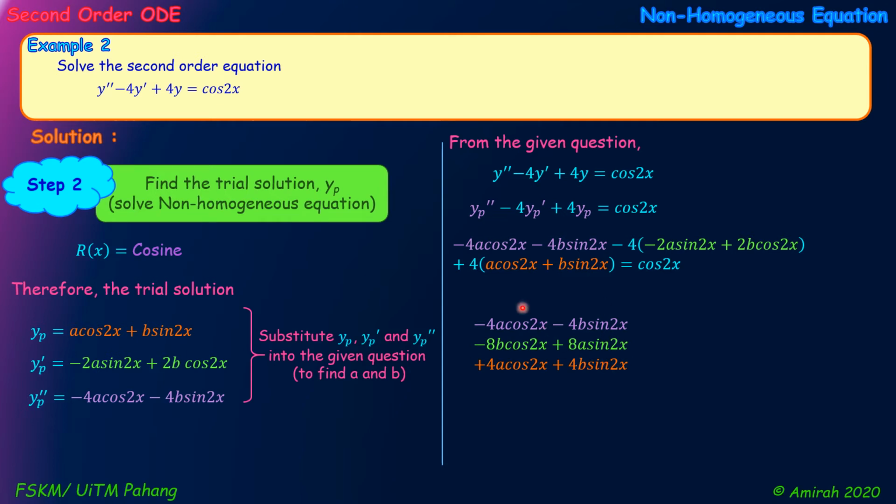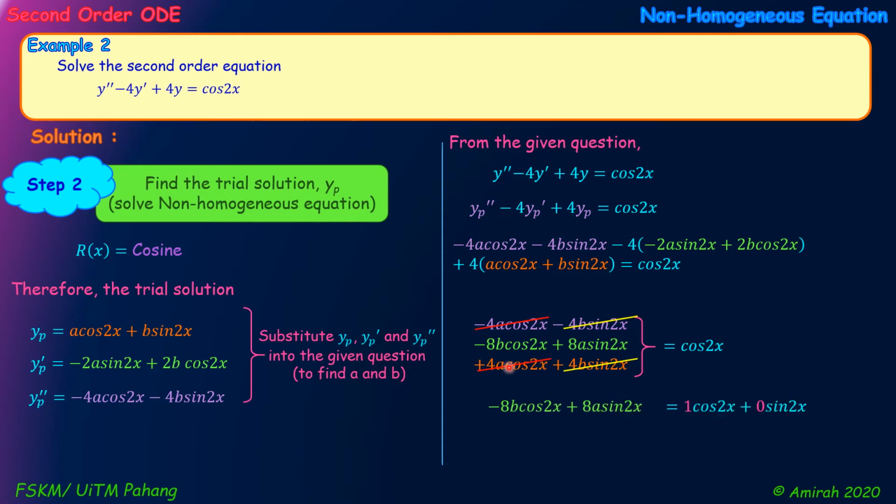We arrange based on the same coefficient. From here when we expand, actually we get sine first, but we put sine at the back because we want to arrange based on the same coefficient. So all of this equals to cos 2x. And then we can simplify. So we have negative 4a and positive 4a here, so we can simplify it. And then we have negative 4b sine 2x and positive 4b sine 2x here.